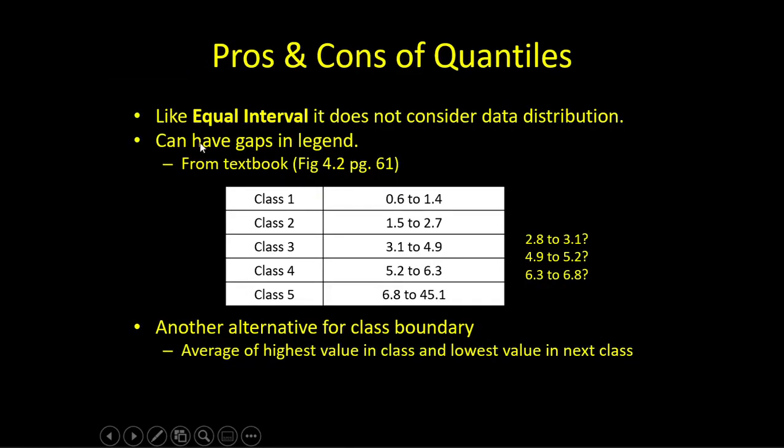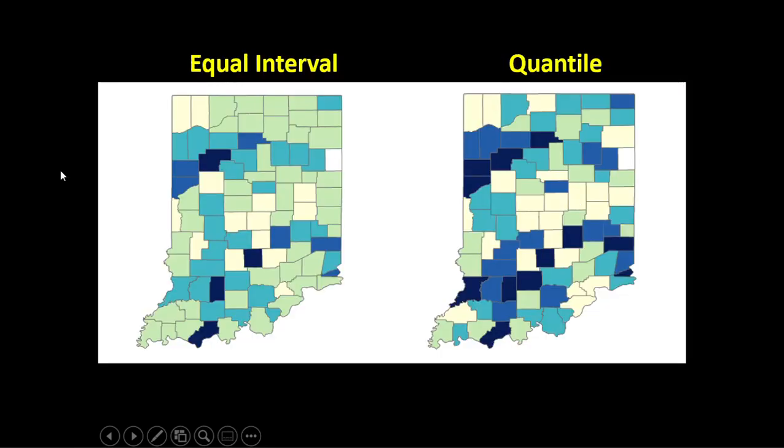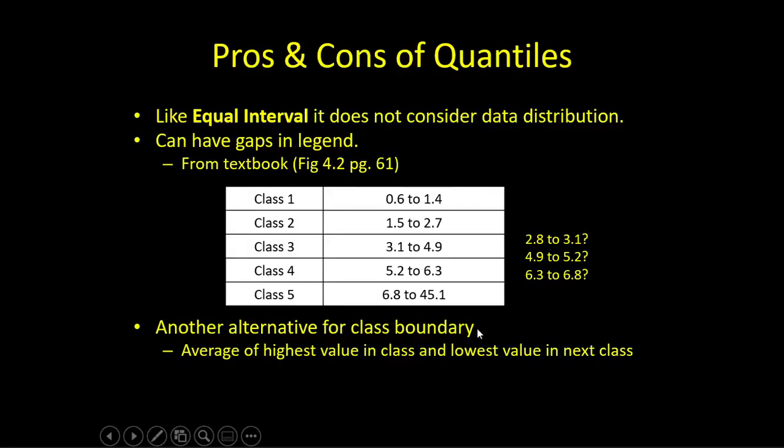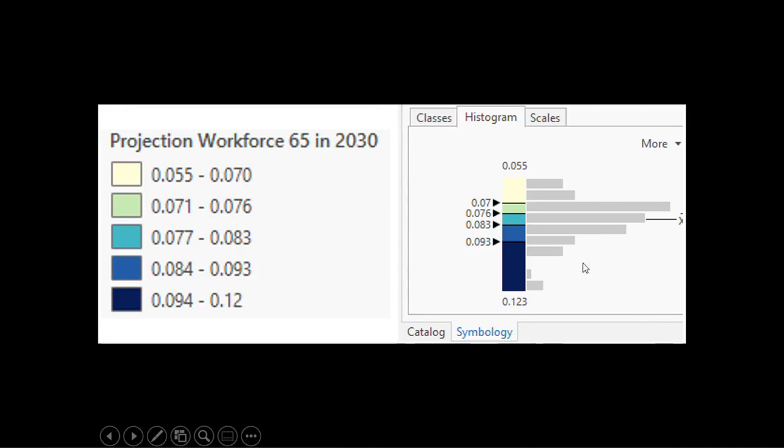So some pros and cons: equal interval does not consider the data distribution. It doesn't take into account the distribution of the data, and essentially uses a formulaic method: we have 5 classes, and all of them are going to have the same number of observations. So it doesn't really consider the data distribution like the next 2 do.